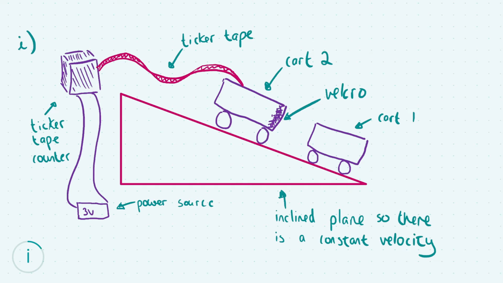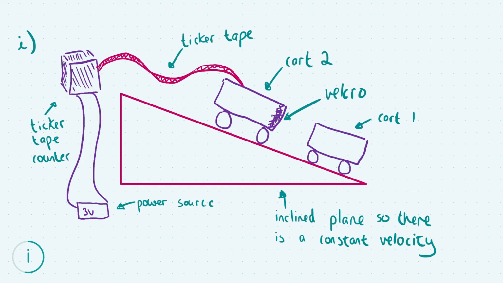We have two carts, cart 1 and cart 2, and the important piece here is that there is a piece of Velcro between them. The reason for this is that when the two carts collide, they're going to stick together and move off as one cart. Also in this section, we're going to see our ticker tape counter and our ticker tape. The reason for this is that this is the method we use to measure the velocity of the carts before and after. The ticker tape here is coming out of our ticker tape counter and is connected to the back of cart 2 with a small piece of tape.